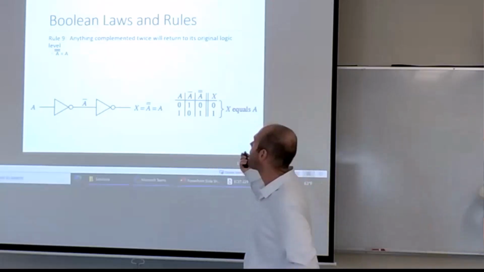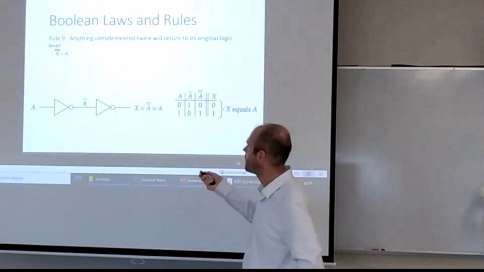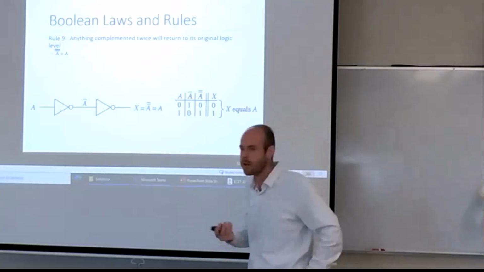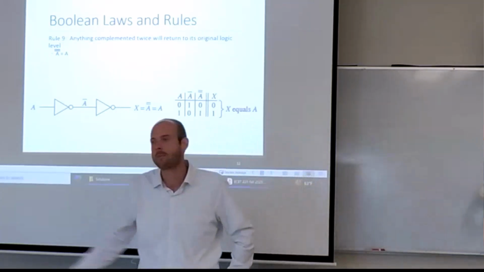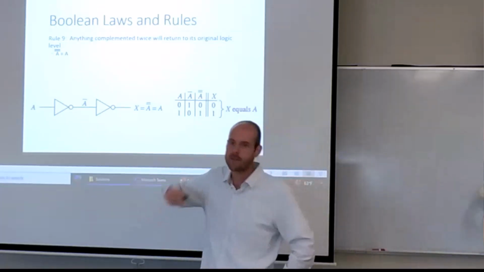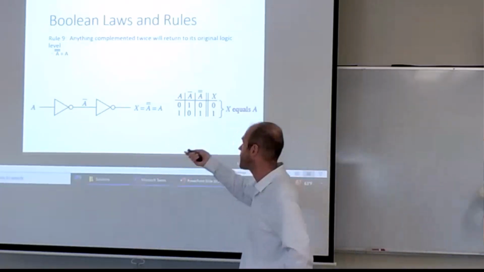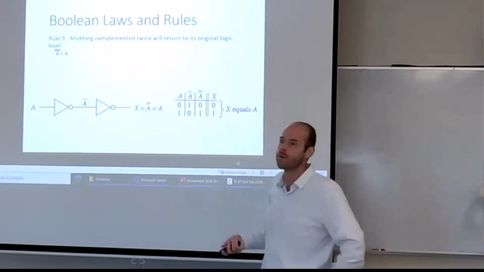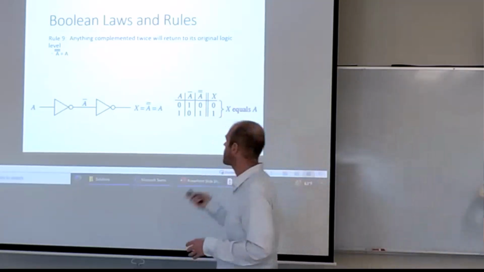Anything complemented twice will return to its original logic. So when you're out in the world trying to outwit your siblings and you call something out for being a double negative, that's what we're talking about. If you invert, then invert it again, we're back to the original value. We can use that for canceling out bars as we simplify algebraically.